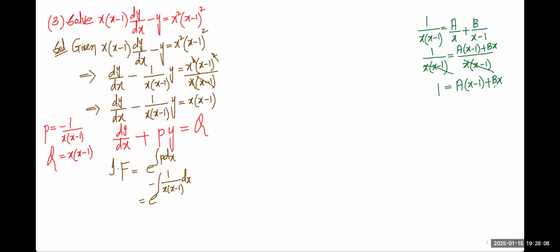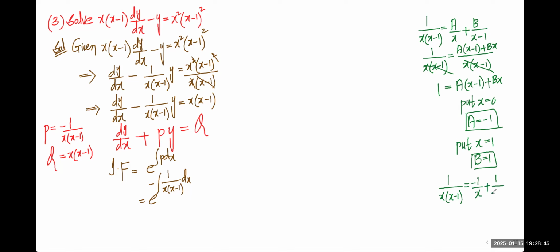Now what we will do here is put x equal to 0 first, because I want to get the values of A and B. X is 0 means you get A value, that is minus 1. Is it correct? Check it. Again, in the second case, we put x value as 1, so we get B value is 1. So 1 by x into x minus 1 can be written as A value minus 1 by x, and B value 1 by x minus 1. Simply this value we have to use here.